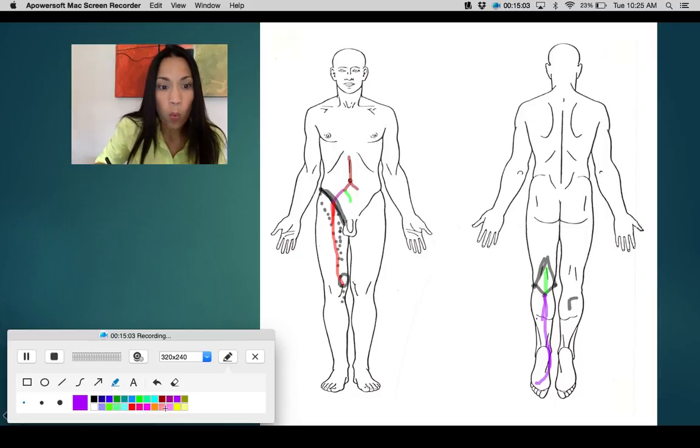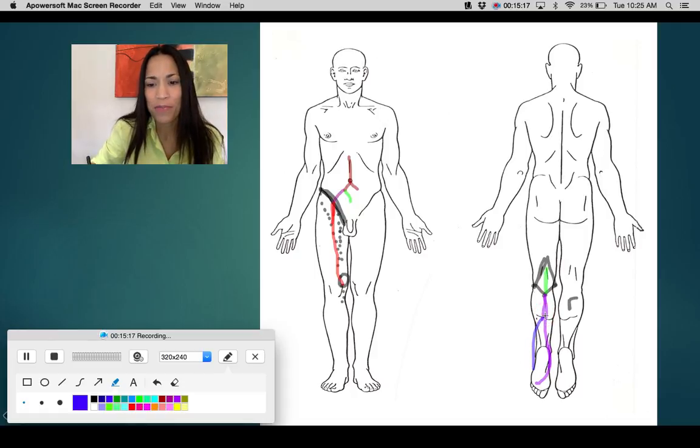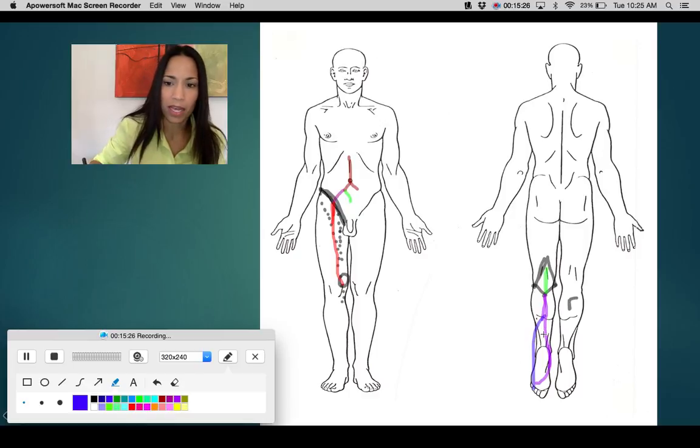There's one branch coming up from this posterior tibial artery, which is the lateral side, the fibular artery. That supplies the lateral muscles, the muscles of your lateral compartment in the leg.